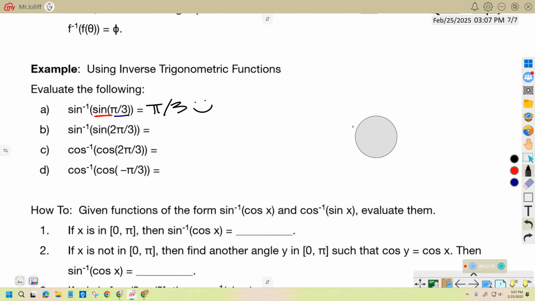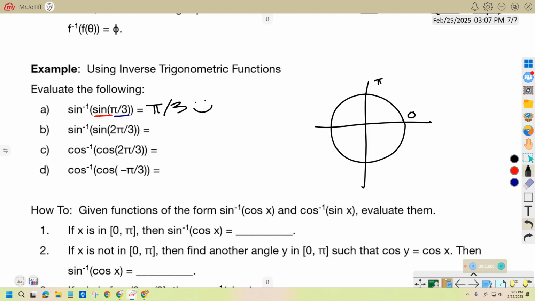I'm going to redraw just so we have a clean surface. Whoops, not minus pi. I mean, technically, yes, but not what I wanted. Okay. B says sine inverse of sine of 2 pi over 3. Original function sine, same domain as last time. Minus pi over 2 all the way up to pi over 2. Same as last time.